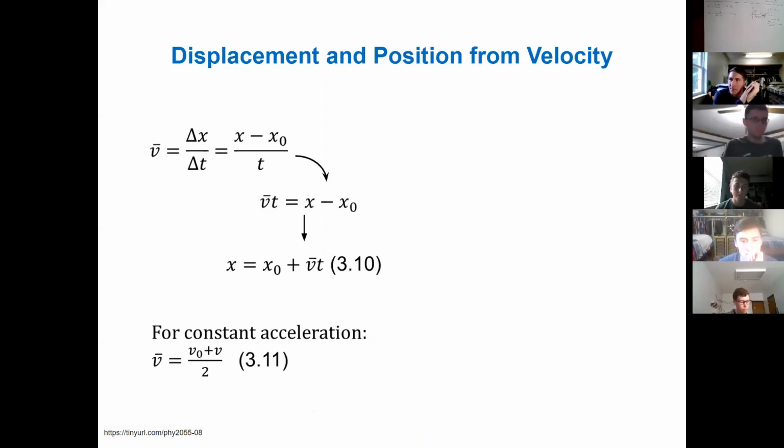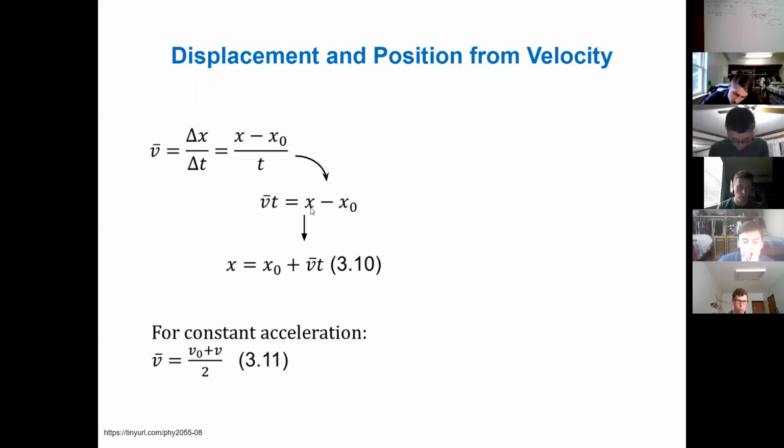motion. So average velocity was defined as change in position over time t, which means x final. Now we are dropping the sub f, so x minus x0, which means initial, divided by time t. Delta t becomes simply t. Now, if we rearrange this equation, we multiply the left side of the equation by t and the right side by t. So then we have v times t equals x minus x0.